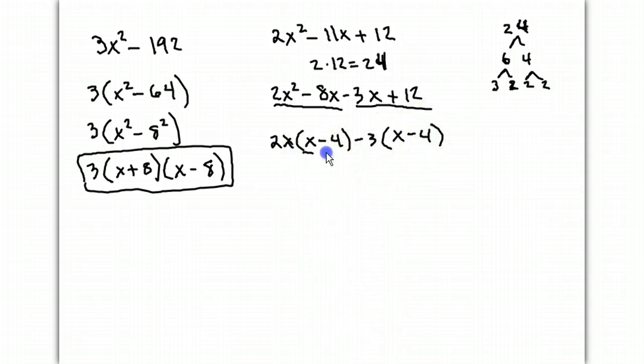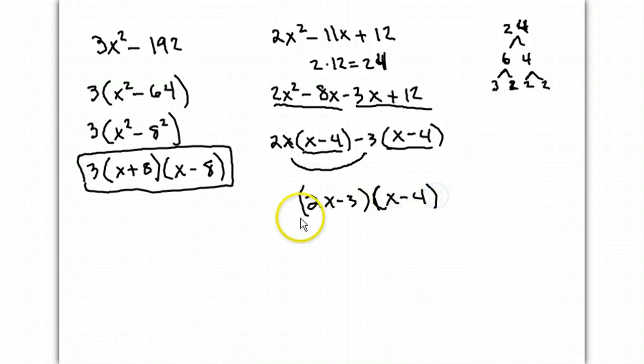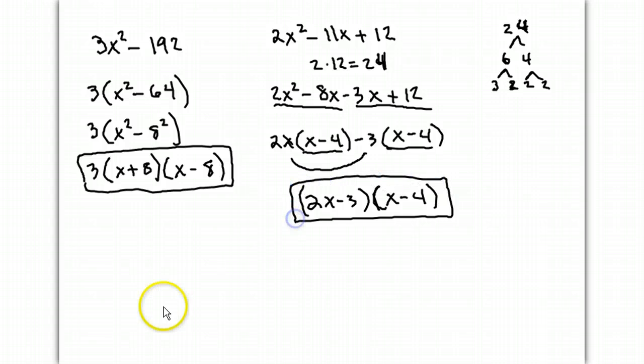And because these match, you can put the 2x and a negative 3 together. So you have 2x minus 3 in its own parentheses, and in parentheses you have x minus 4. So the result is 2x minus 3 times x minus 4.